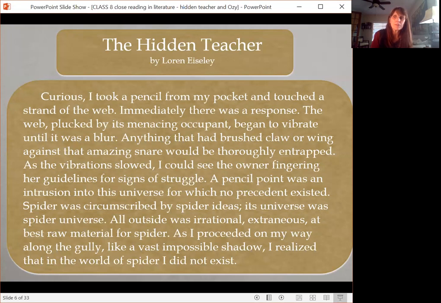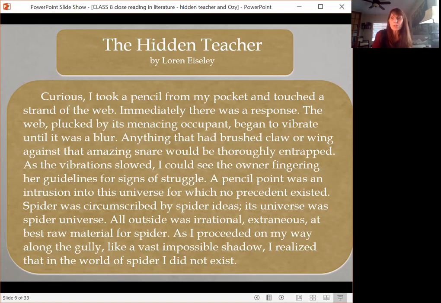Trapped moth's wing, food. The pencil point, however, was an intrusion into that universe for which no precedent existed, which means that the spider didn't recognize it. It was unfamiliar. Nothing had happened before that was similar to that. It wasn't a moth. It wasn't a mosquito or an ant or a beetle. The spider was circumscribed by spider ideas. Because no precedent existed, it knew not what else it could be.